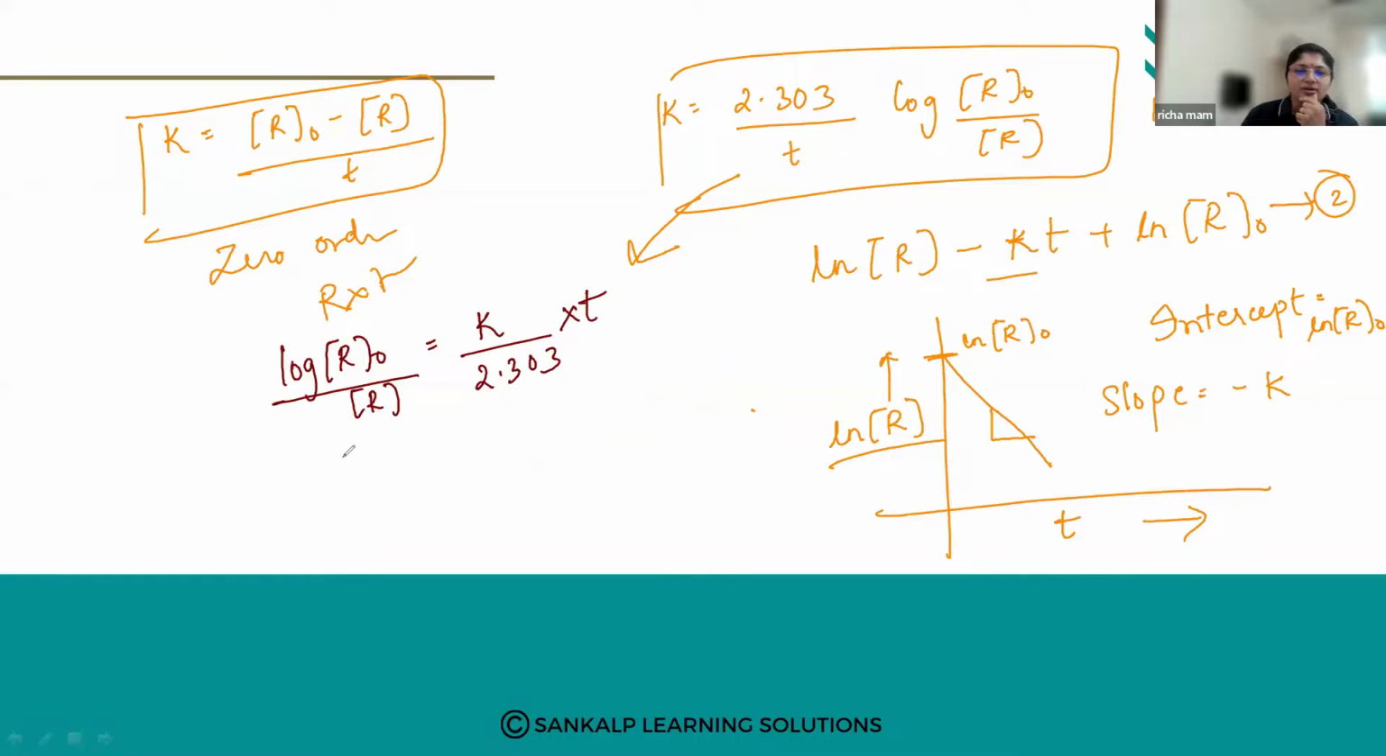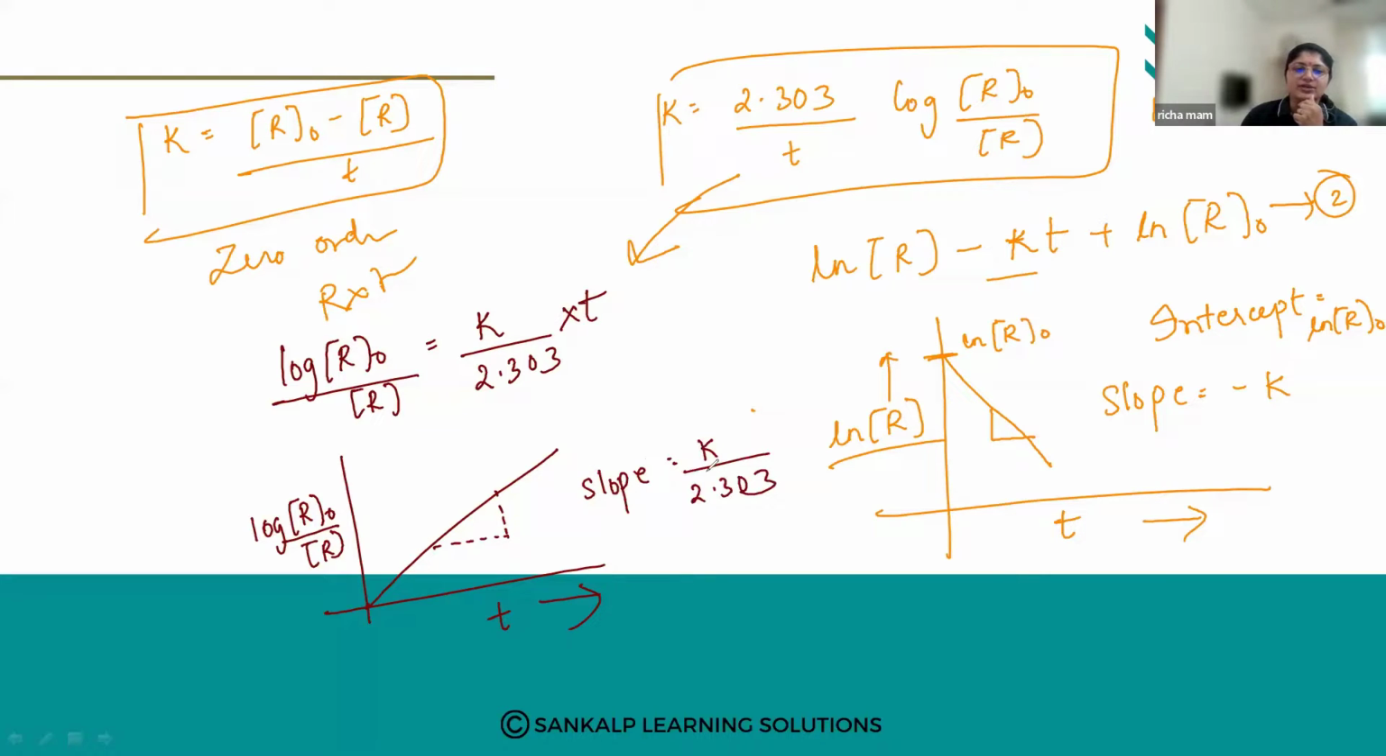So if I plot a graph here, of log of R naught by R versus time, from this particular equation, what am I going to get? I'm going to get a straight line, and the slope is k upon 2.303. So this is the graph.